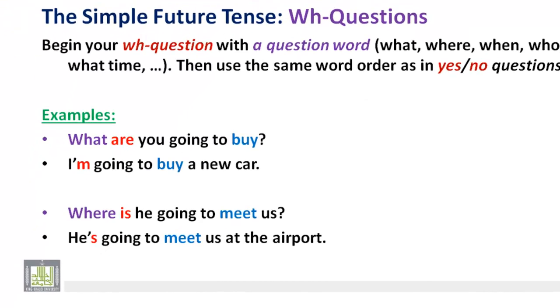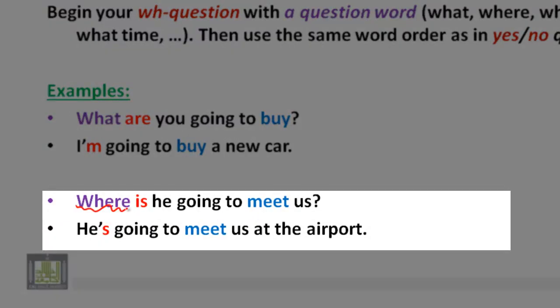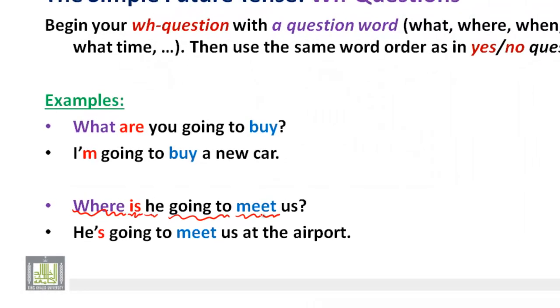Pay attention to the word order in WH questions. Begin with a question word, followed by verb be, followed by subject, followed by going to, followed by the base form of the verb.